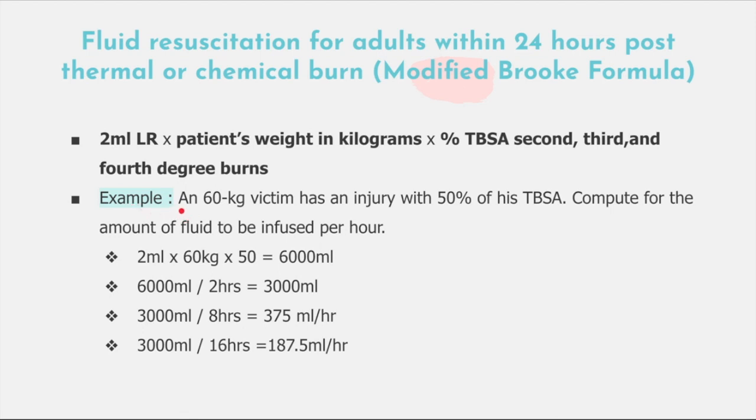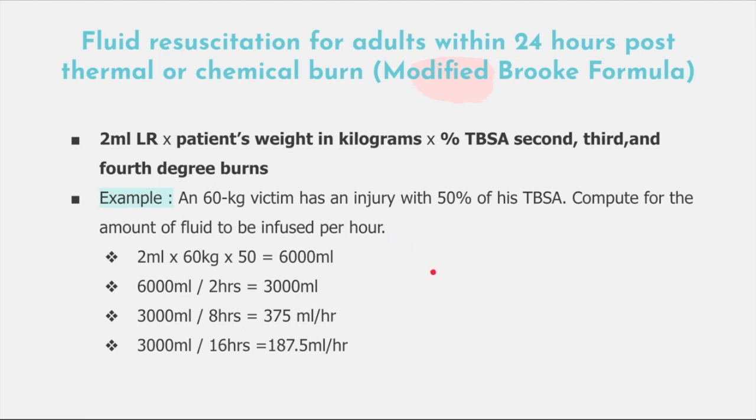The example is a 60 kilogram victim who has an injury with 50% of his TBSA. We will compute for the amount of fluid to be infused per hour. With the formula, we have the 2 ml lactated Ringer's solution multiplied by the patient's weight, which is 60 kilograms, multiplied by the percent TBSA, which is 50%. So 2 times 60 times 50 will equal 6,000 ml.